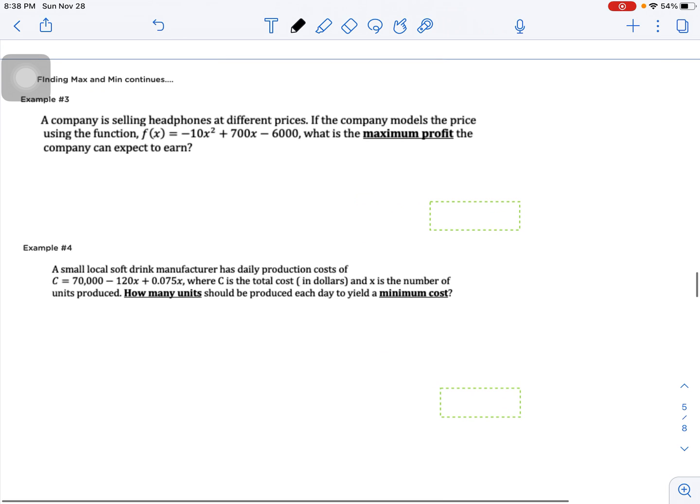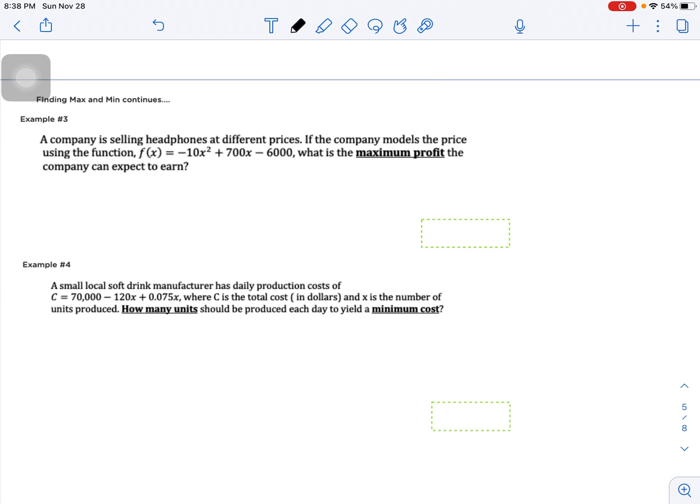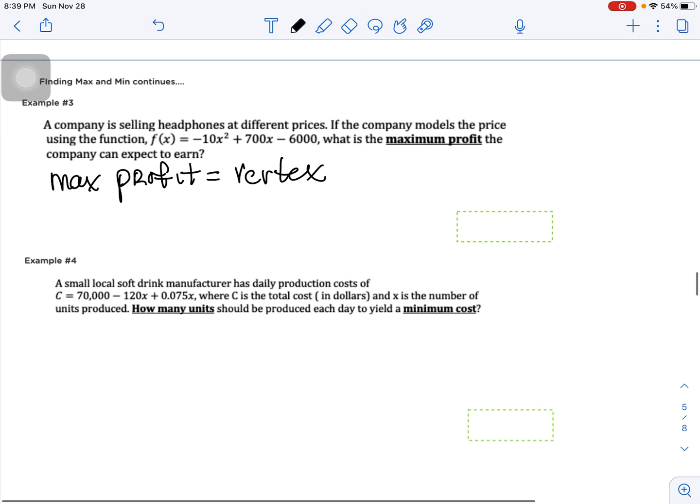All right, let's try 2 more examples and then I'll have you try some. A company is selling headphones. If the company models the price using the following function, what is the maximum profit the company can expect to earn? So maximum profit means you're going to find the vertex of this parabola. Now, in order to find the vertex, you should always make sure that the quadratic is in standard form. So in other words, ax squared plus bx plus c. This one is. And so we're going to go ahead and begin our calculation.